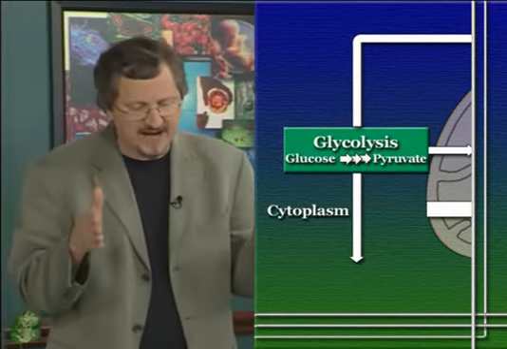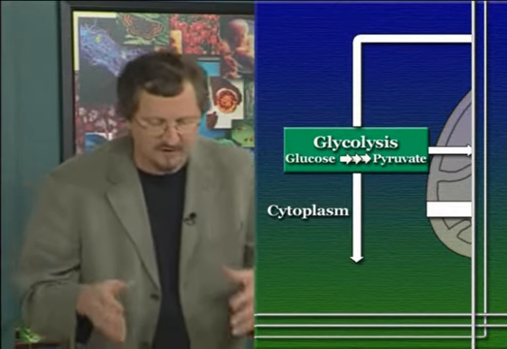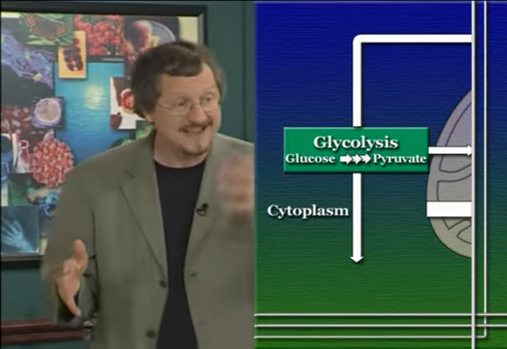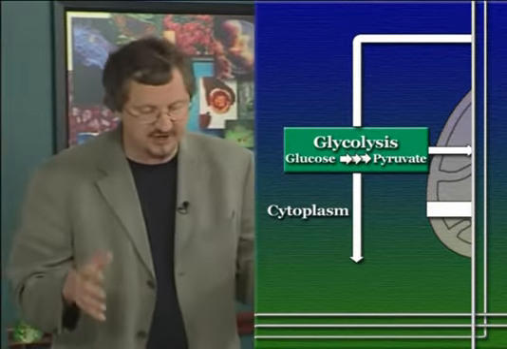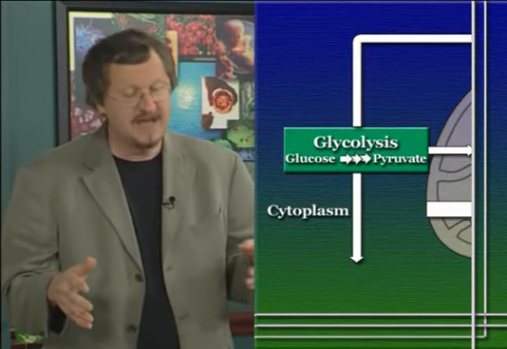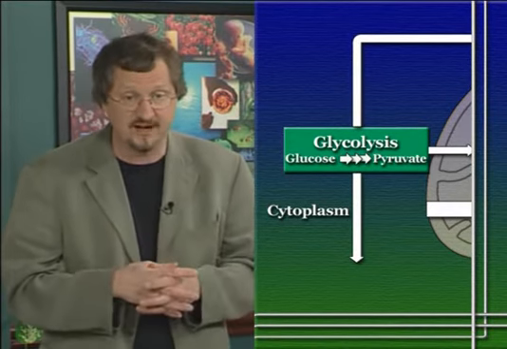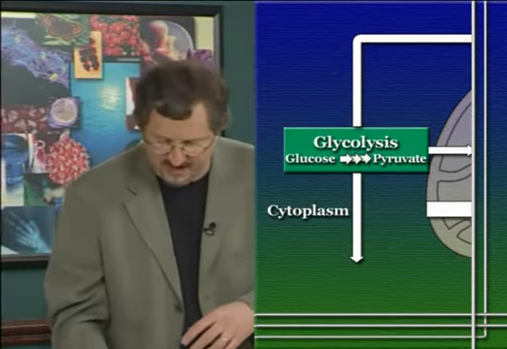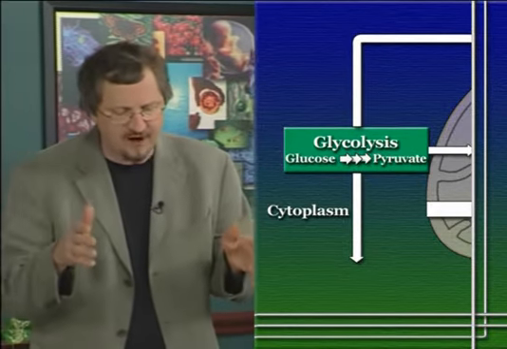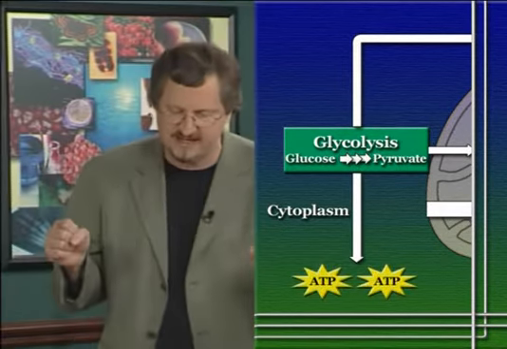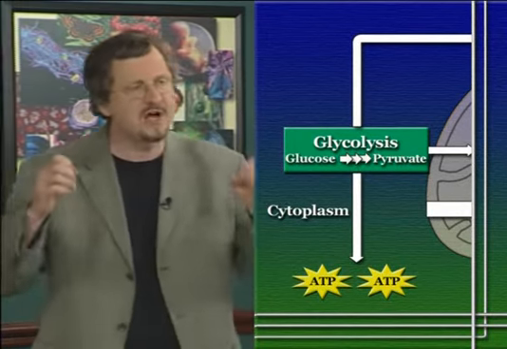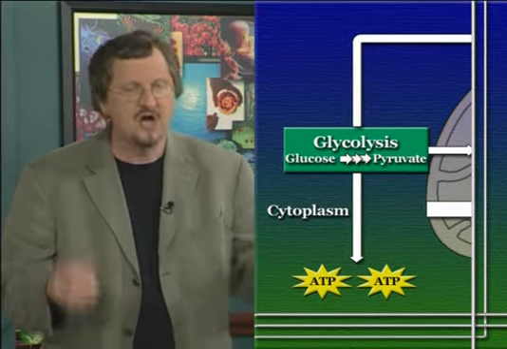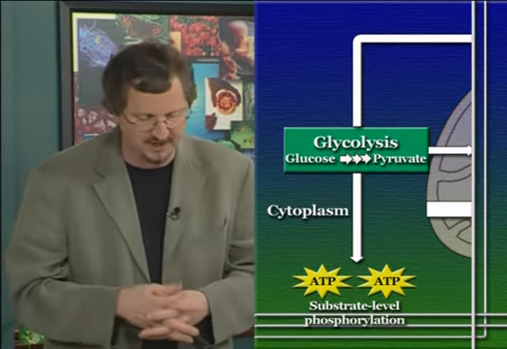Now, as we might expect, the breakdown of glucose to form pyruvate is exergonic. It's energy releasing overall. And some of the energy that's released by glycolysis is harvested by the cell. It's harvested in two ways. First, the cell produces 2 molecules of ATP for every glucose molecule that's split in two. This is done through a process that we're going to call substrate level phosphorylation.